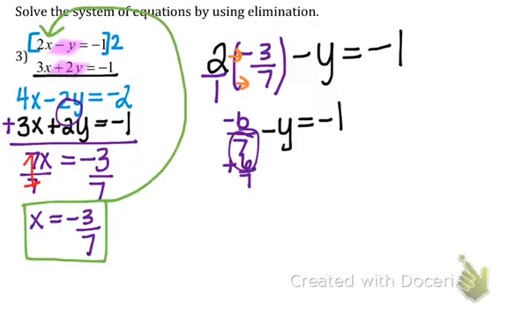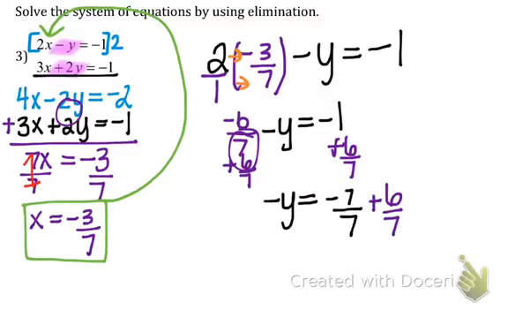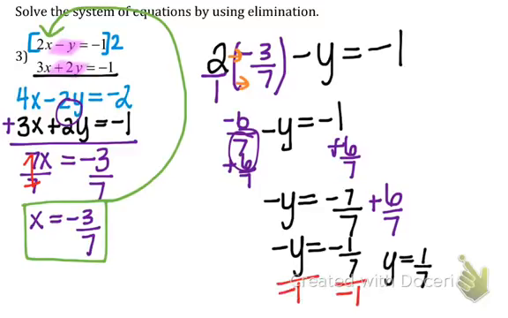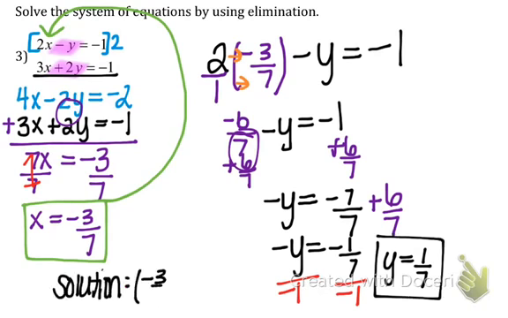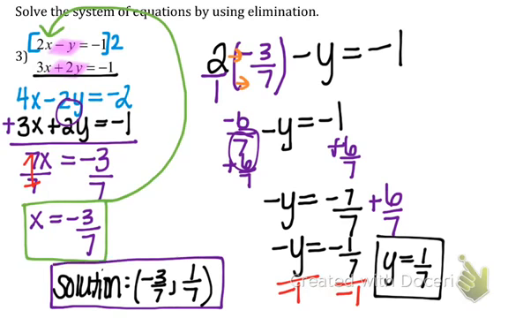Finally, I need to isolate y, so I'm going to add 6/7 to the left-hand side to cancel it out, and add it to the right-hand side. Negative y is equal to negative 7/7 plus 6/7. I just changed this negative 1 into a negative 7 over 7 to make it easier to add because I need common denominators. So negative 7/7 plus 6/7 is negative 1/7. Divide by negative 1 to fully isolate y, and y is equal to positive 1/7. Finally, I can write my solution as an ordered pair because if we were to graph these two lines, they would intersect at the ordered pair negative 3/7, 1/7.